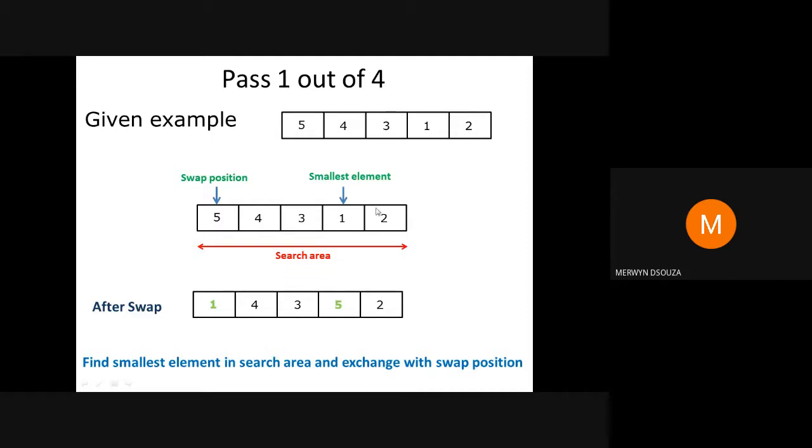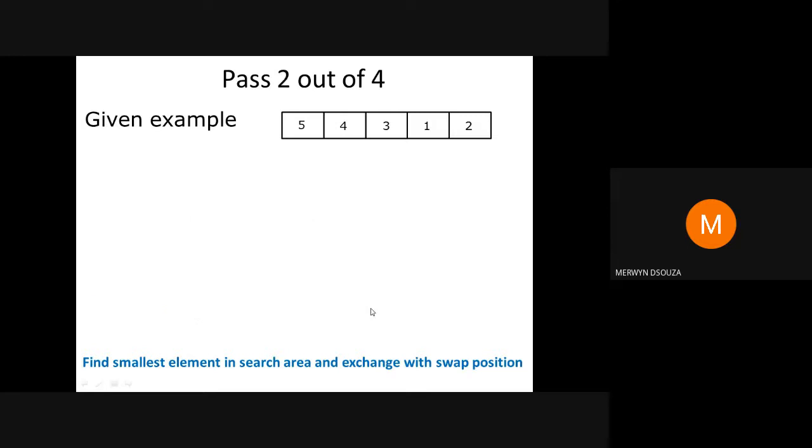Now take this output as the input for the next iteration. Whatever output you got here, take it as the input for the next iteration. This was the original array, and this is the output of the first iteration or first pass. Now your search area will decrease by 1 element. Initially you searched the entire array.